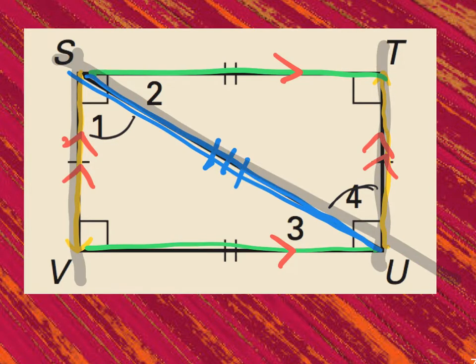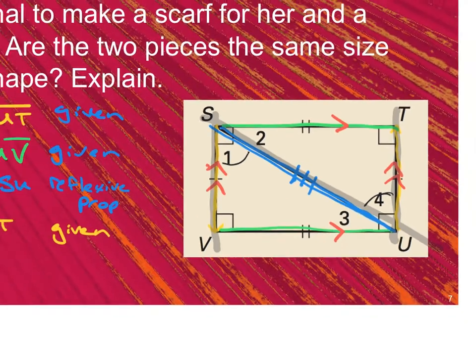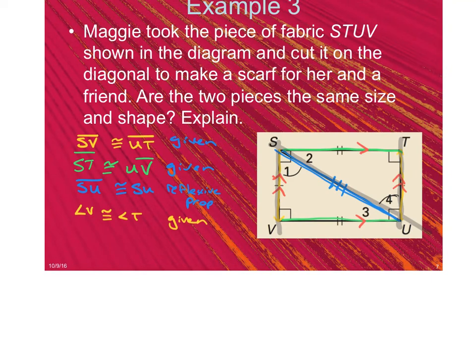So 1 and 4 are parallel. Are congruent. What about the other ones, though? Angle 1 is congruent to angle 4 because of alternate interior angles. Only because they're parallel.